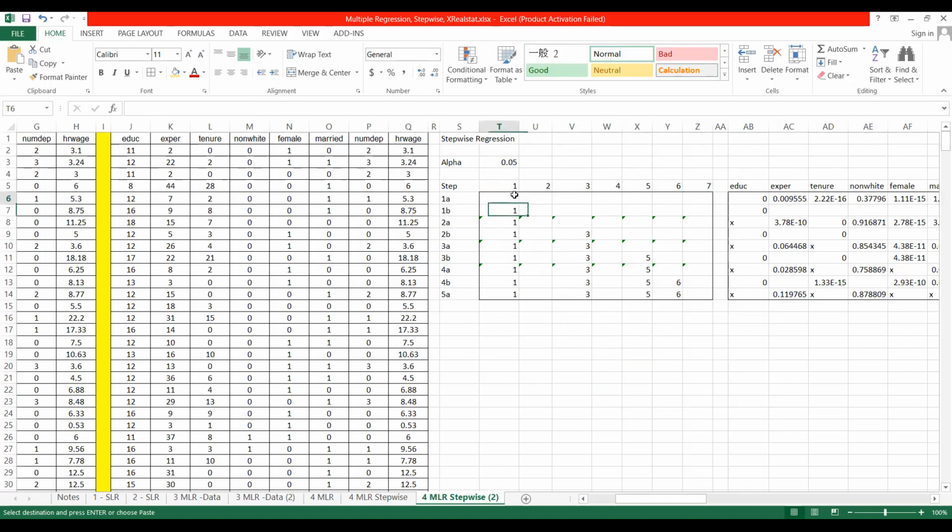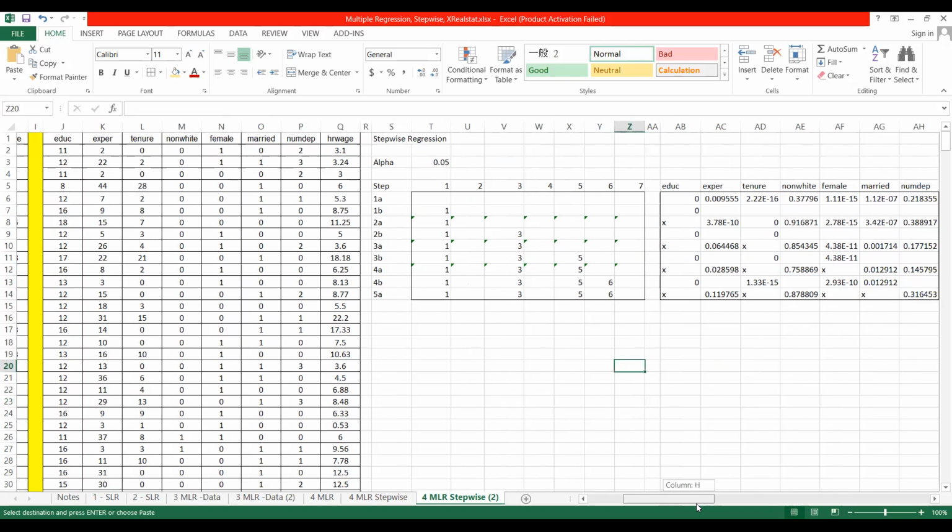First step, pinasok niya si, this is variable 1 hanggang variable 7. So sa first step, wala pang mga variables, no? So first step, pinasok niya si 1. Tapos second step, pinasok niya si 3. Tapos third step, pinasok niya si 5. Tapos last step, pinasok niya si 6. Okay? So ito na yung 1, 3, 5, 6.